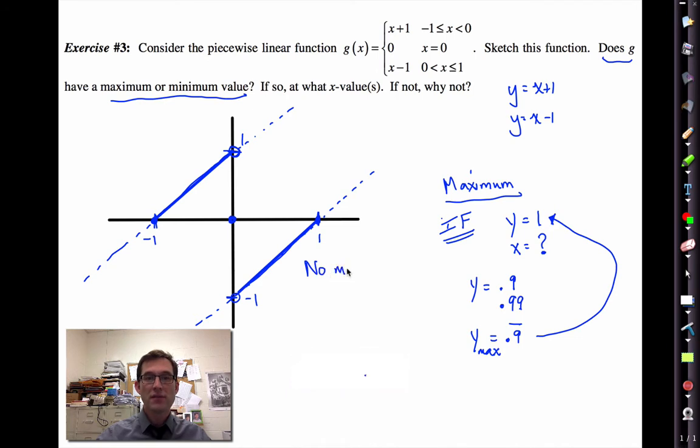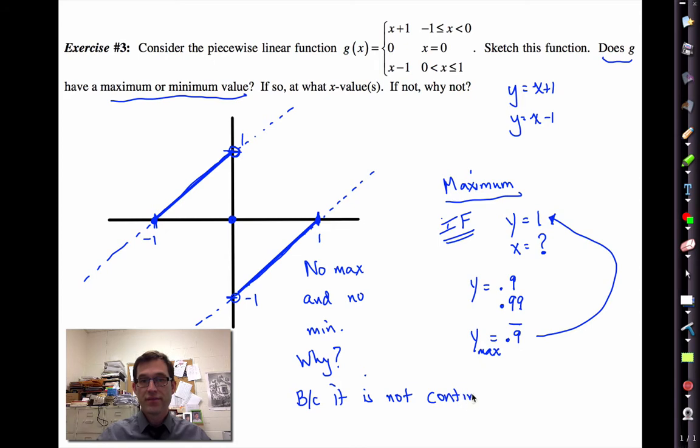So what's cool about this is that this function has no maximum value. There is no maximum, and likewise, no minimum. Okay, why? Because it is not continuous at x equals 0. And that's where we would have had that max or that min, right? They would have occurred at x equals 0. But at x equals 0, y is 0, right? So it's not the min. There's no min, there's no max, which is really cool.